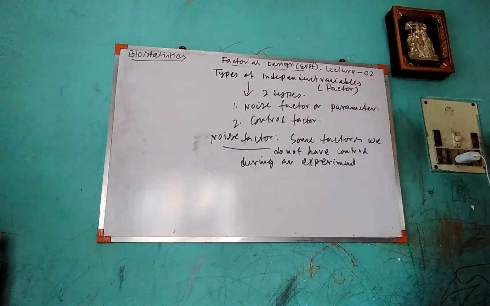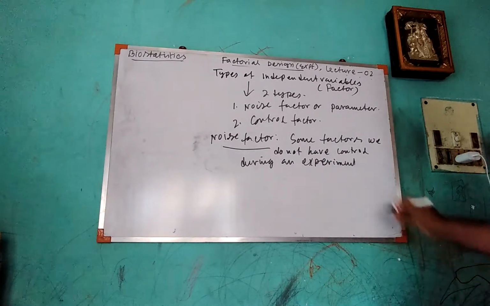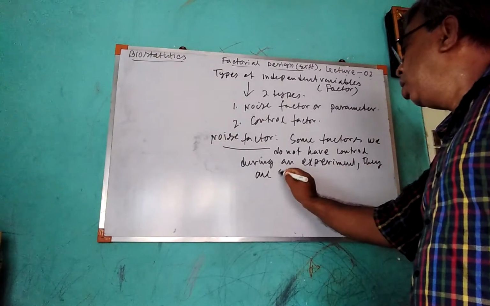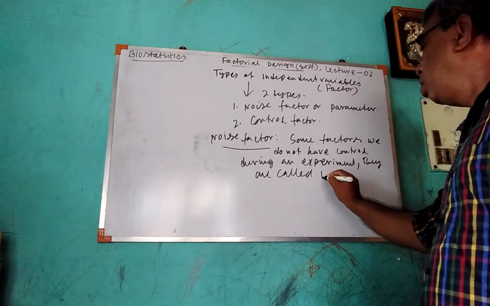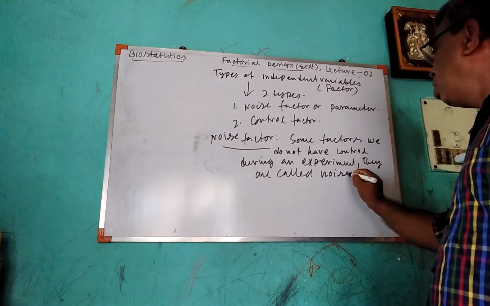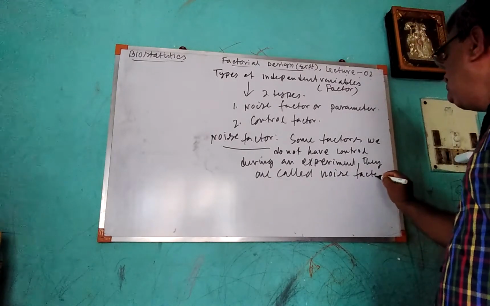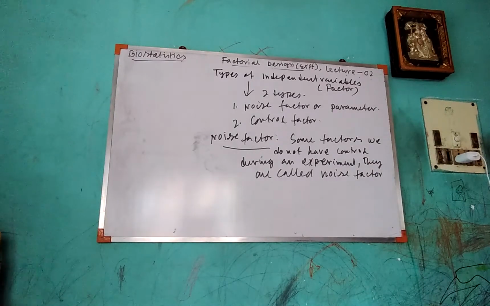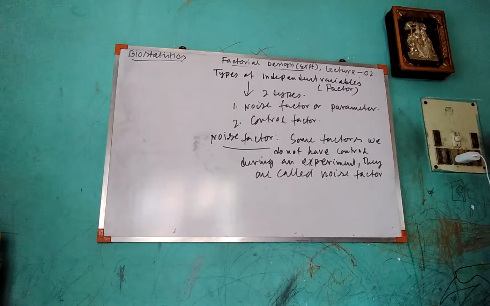During an experiment, they are called noise factor or parameter. If we give an example, then you will understand noise factor clearly.